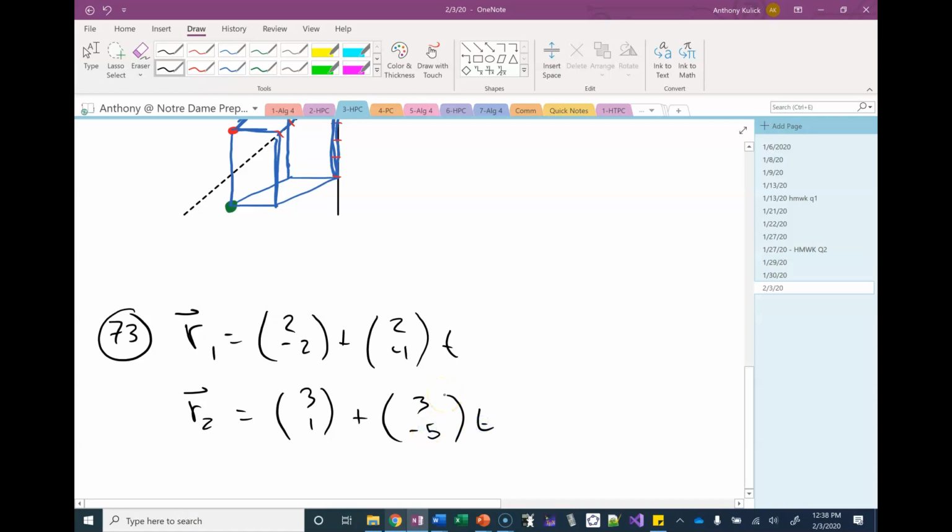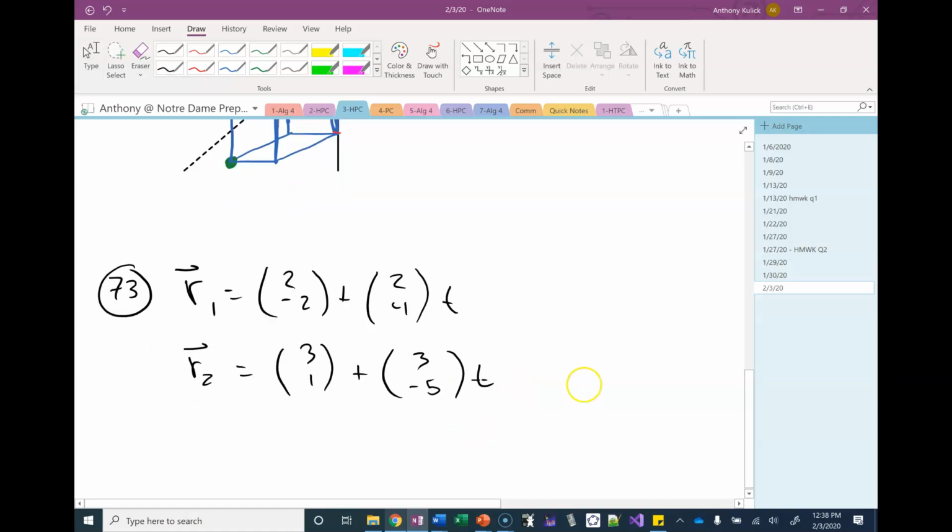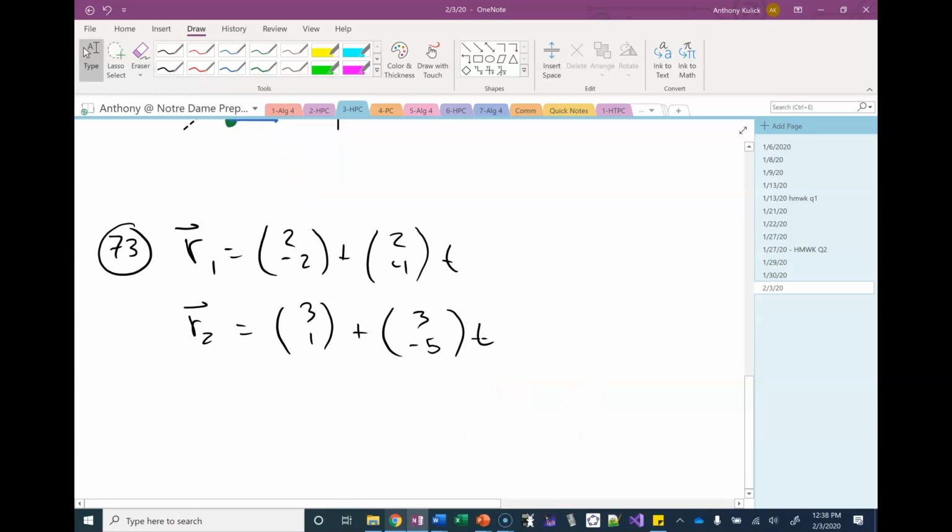Okay, so this was the problem, right? I copied that down, right? All right. So if I look at equation 1, my x component is 2 plus 2t. And in equation 2, my x component is 3 plus 3t. You agree with that, Meg?